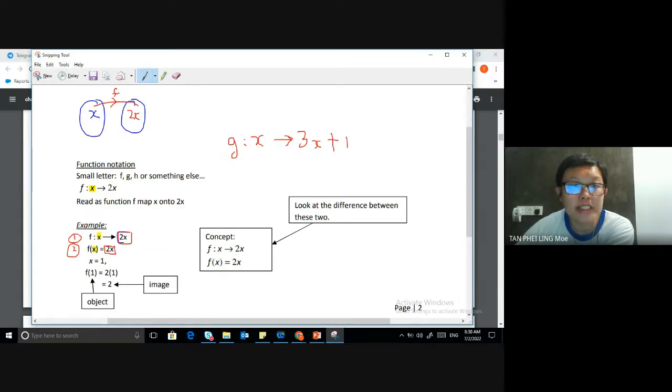Or we can say that when I have my x here, my object is always x and my image is always f(x). Let me put it into a table. We always have our x, which is the object, and then I will have my f(x), which is in red here. My f(x) will always be my image.